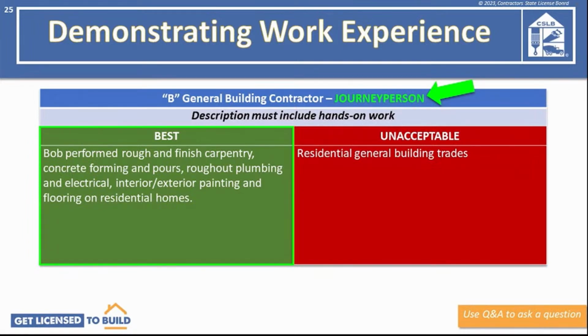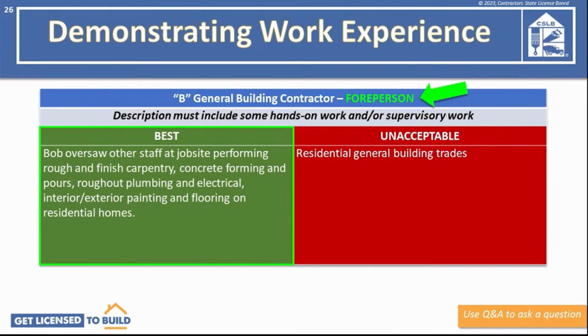Our first example is for the Class B general building contractor. The best type of description your certifier would use for a journey person experience is to be specific. Journey person experience must include hands-on work like this. Bob performed rough and finish carpentry, concrete forming and pours, rough out plumbing and electrical, interior, exterior painting, and flooring on residential homes. An unacceptable description would be something generic like residential general building trades. For foreperson experience, the description must include some hands-on work and/or supervisory work.